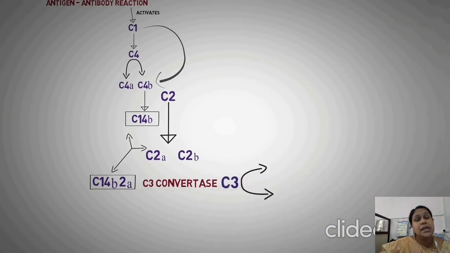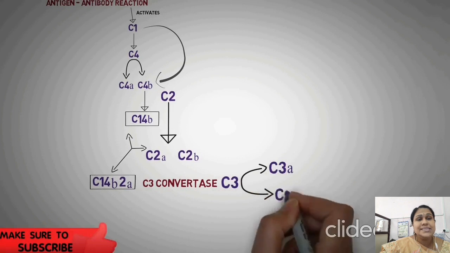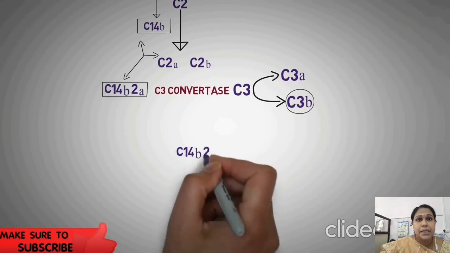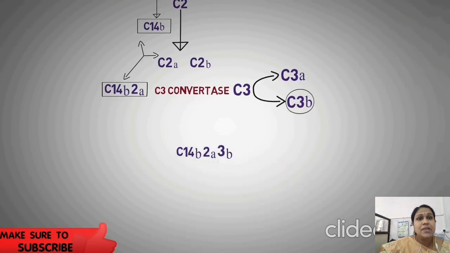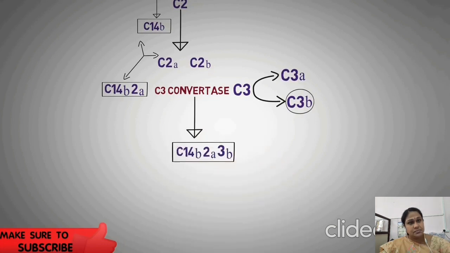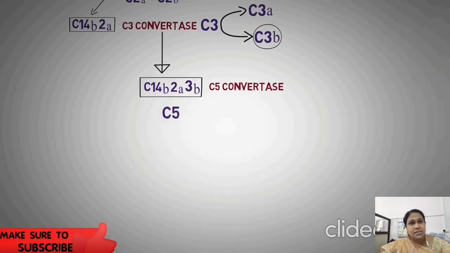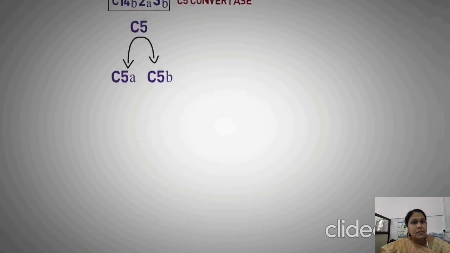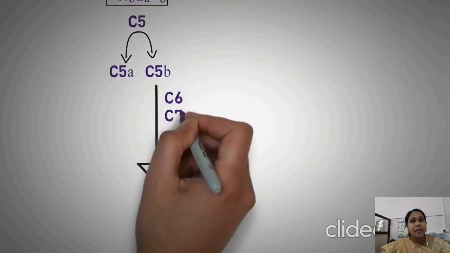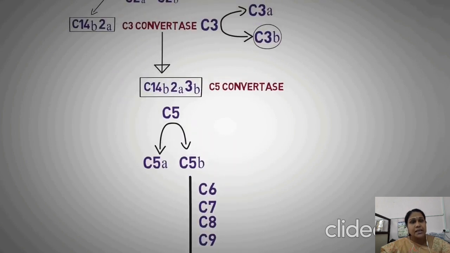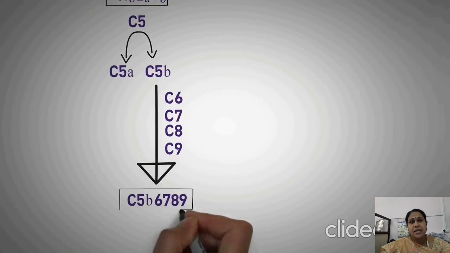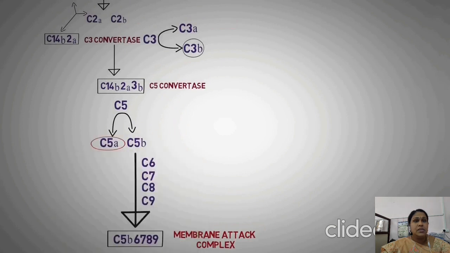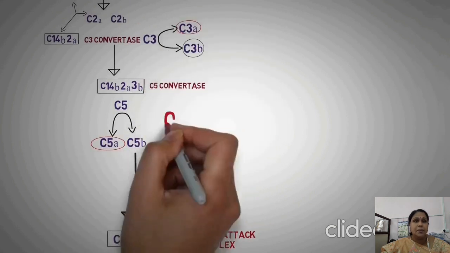This C3 convertase will cleave C3 into C3A and C3B. This C3B will combine with C1,4B2A to form C1,4B2A3B, and it will act as a C5 convertase. This C5 convertase will cleave C5 into C5A and C5B. This C5B will activate the other components like C6, 7, 8, 9. This C5B6789 will act as a membrane attack complex. Now this membrane attack complex will kill your bacteria.